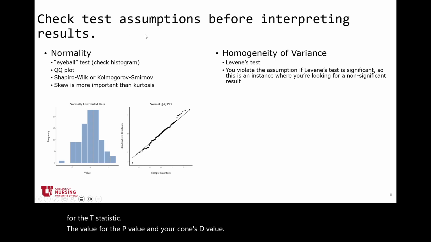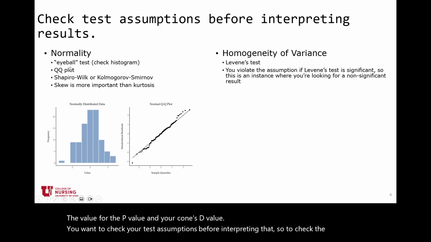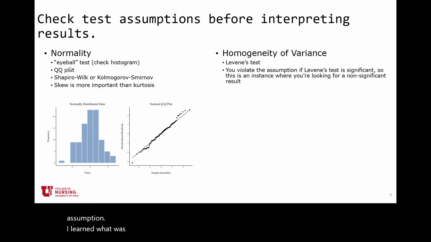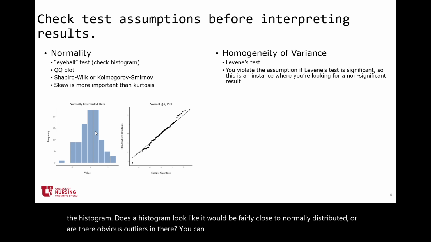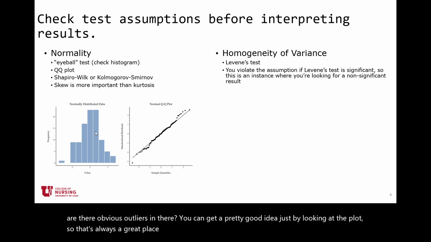You want to check your test assumptions before interpreting it. So to check the normality assumption, I learned what was called by my instructor an eyeball test, which was basically just checking the histogram. Does the histogram look like it would be fairly close to normally distributed, or are there obvious outliers in there? You can get a pretty good idea just by looking at the plot. So that's always a great place to start.